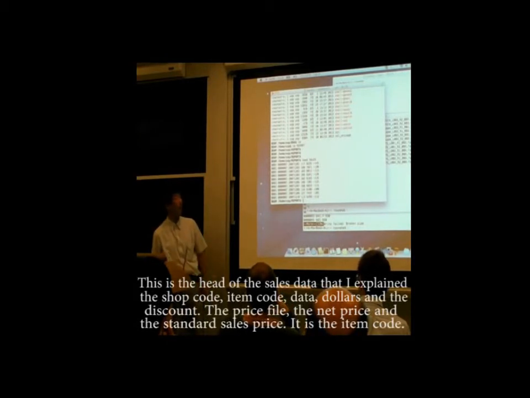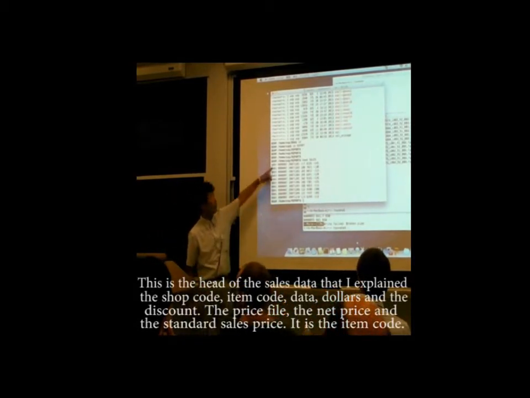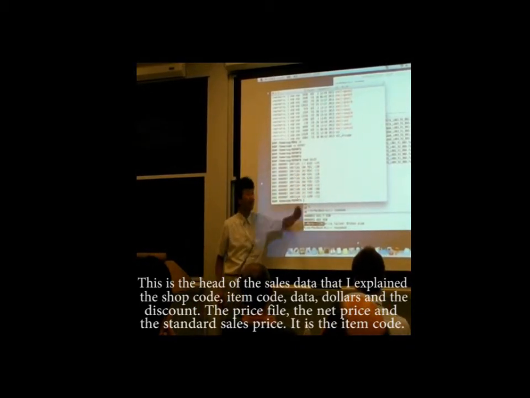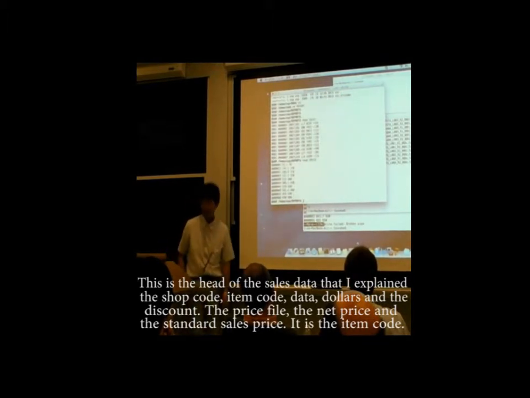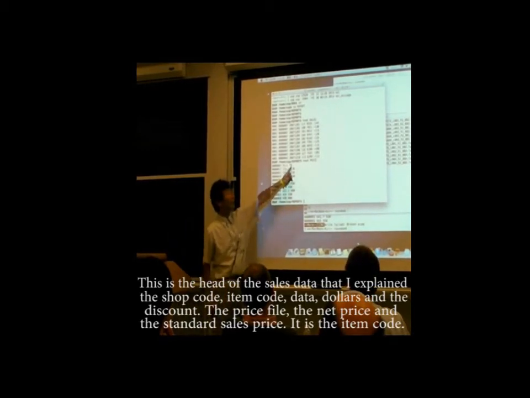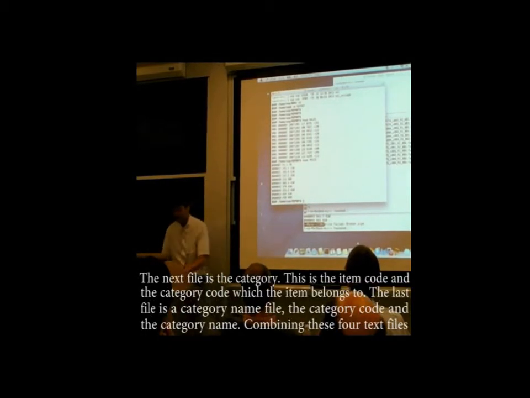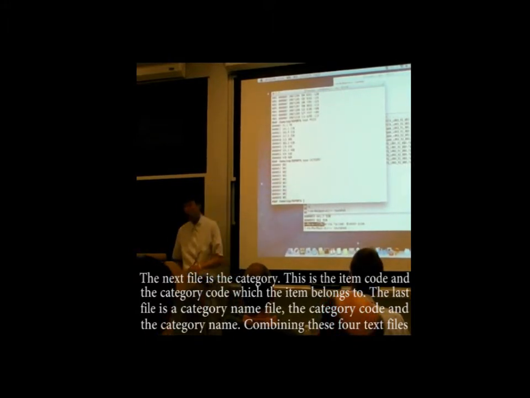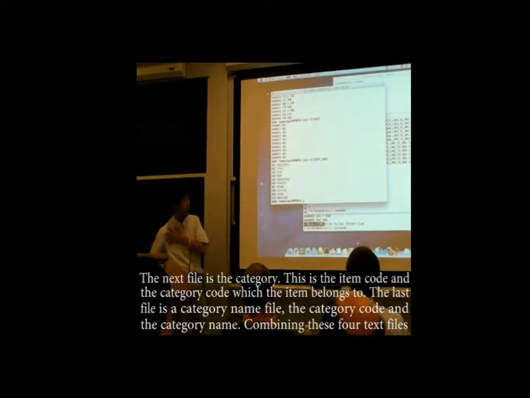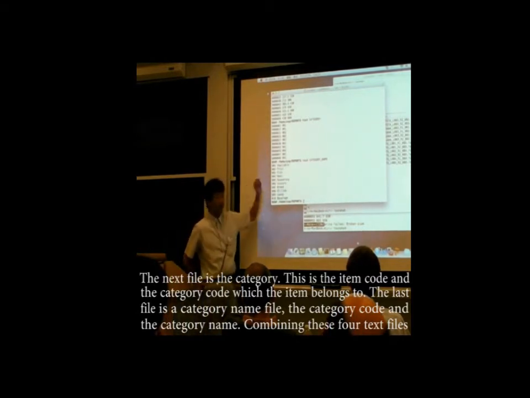Yes, this is the head of sales data. I explained the shop code, item code, date, quantity, and the data, and the discount. And another file is price file, and the net price and the standard sales price. It's the item code here. And the next file, category. This is item code and the category code which the item belongs to. And last file is a category name file, and the category code and the category name.